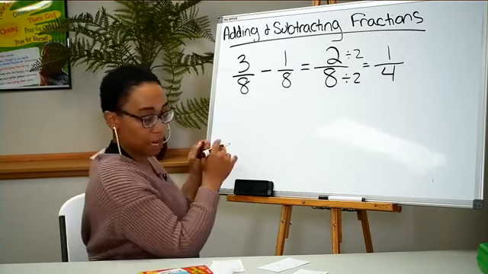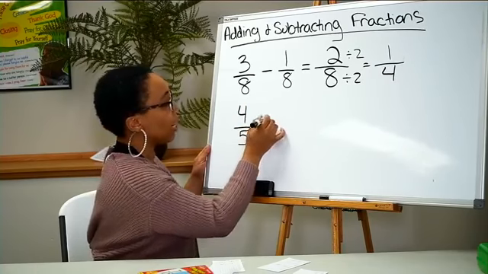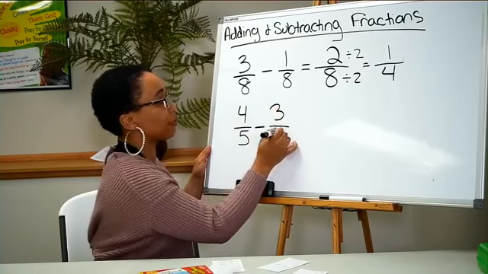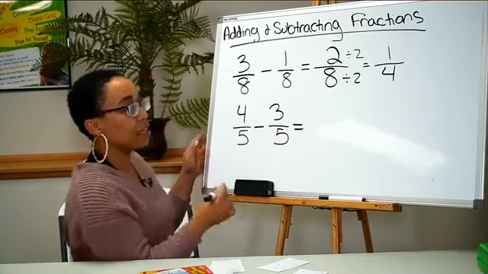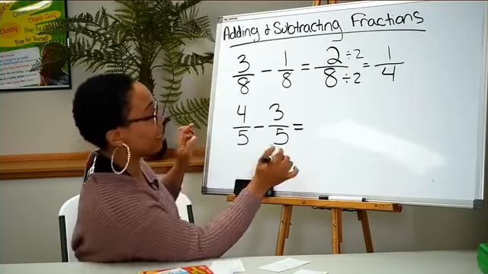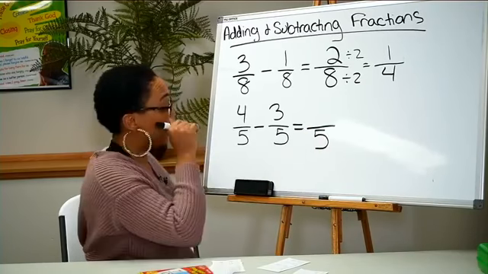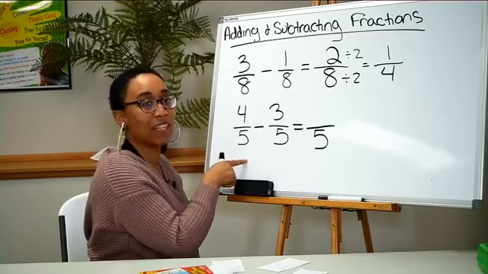Subtracting with like denominators. We're going to do 4/5 minus 3/5. First thing you need to do, look at the denominators. Are they the same? Yes, they are. So that means the answer is going to have the same denominator.